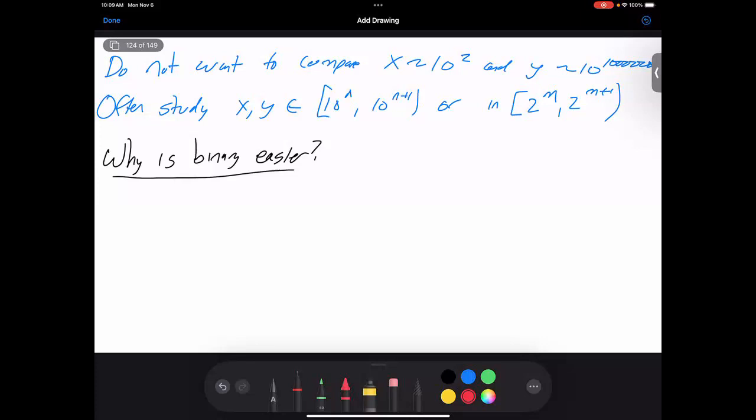Let's look at two numbers. Let's look at 324, which would be 3 times 10 squared plus 2 times 10 to the first plus 4 times 10 to the 0. What are the gaps?